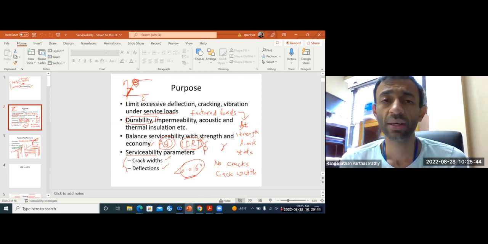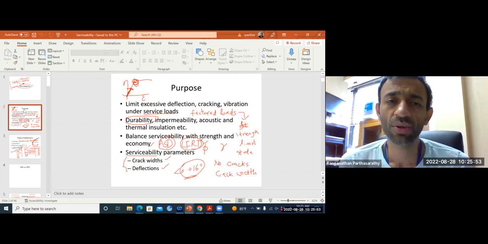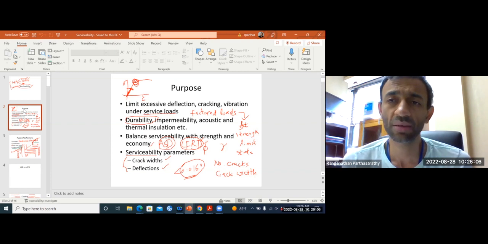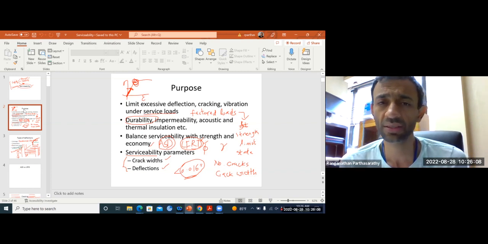Cracking is generally something we want to restrict, in any case, only to hairline cracks, because this will ensure that the reinforcing steel is not getting corroded. Hairline cracks, generally accepted limit is 0.016 inches.